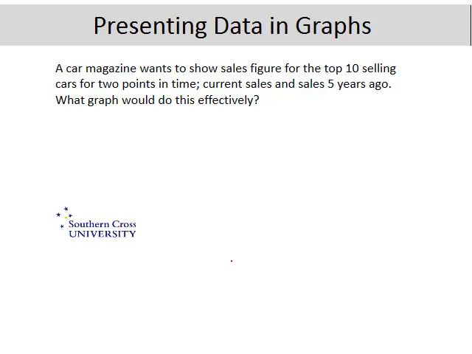Okay, moving along, Car Magazine wants to show the sales figures for the top selling cars for 2 points in time. That's the current sales and the sales 5 years ago. What graph would do this effectively? So once again, we've got two points in time. So we're comparing now with, say, 5 years ago. So let's just have a look.